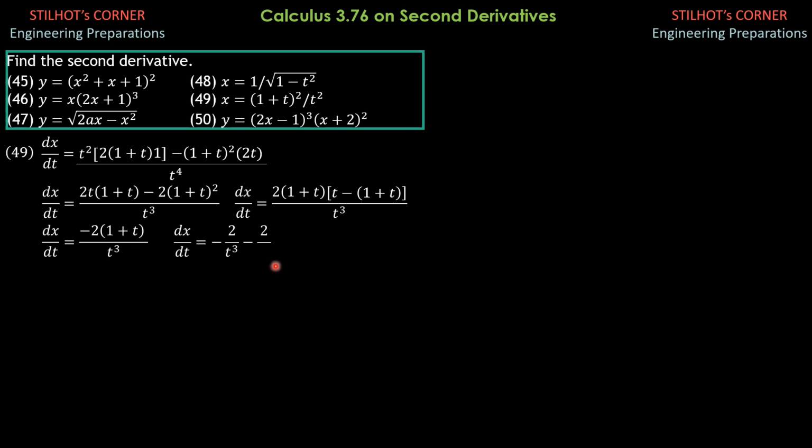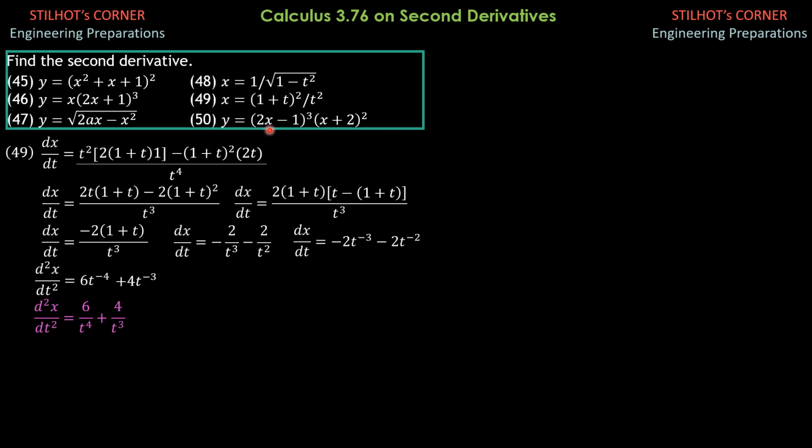over t squared. And we write this as negative 2t to the negative 3. So dx/dt is negative 2t to the negative 3 minus 2t to the negative 2. So second derivative is positive 6t to the negative 4, and plus 4t to the negative 3. Finally, making the exponents positive, so the second derivative of x with respect to t would be 6 over t to the fourth plus 4 over t cubed. So that's it for problem 49.